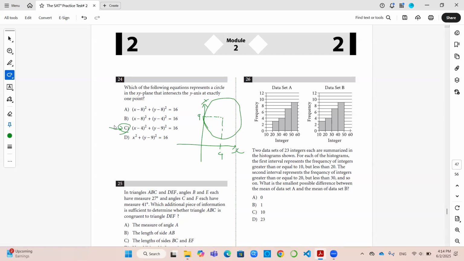I suggest for question 24, you draw each of the answer choices out on an xy plane and know where the center of the circle is. Also, the radius is 4 because the square root of 16 is 4. So the radius of the circle is 4.